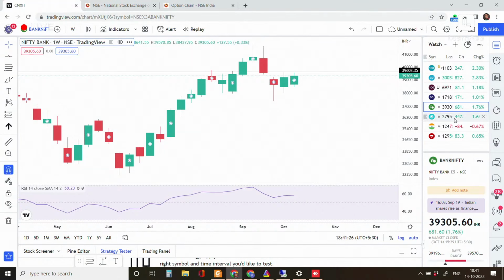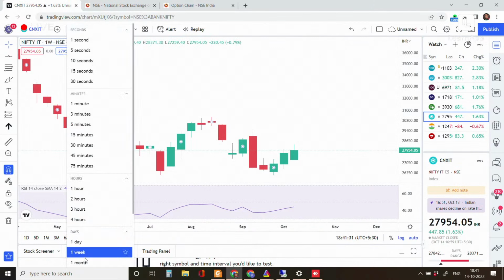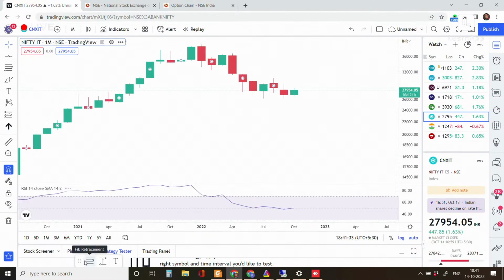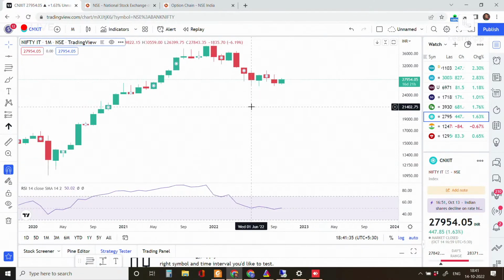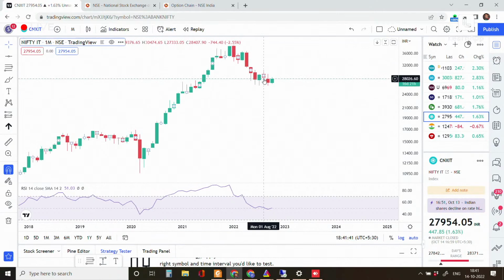Let's move forward. I'll just pick out some sectors. The standout sectors for me are this one, Nifty IT, which is nicely holding on to these levels. It's a short-term correction, and Nifty IT might well lead the next Nifty rally. All right, let's see what happens.